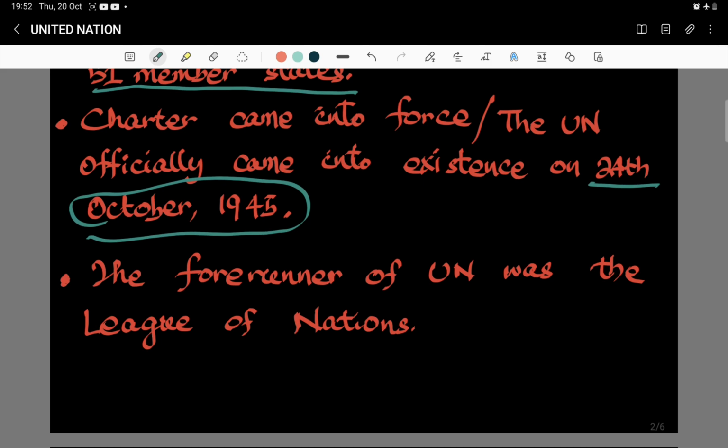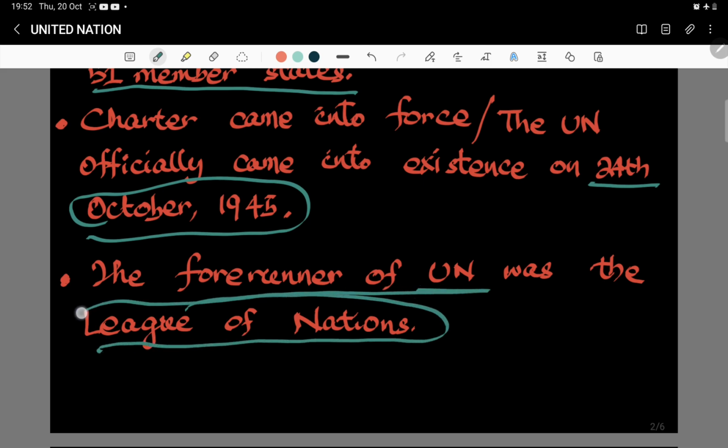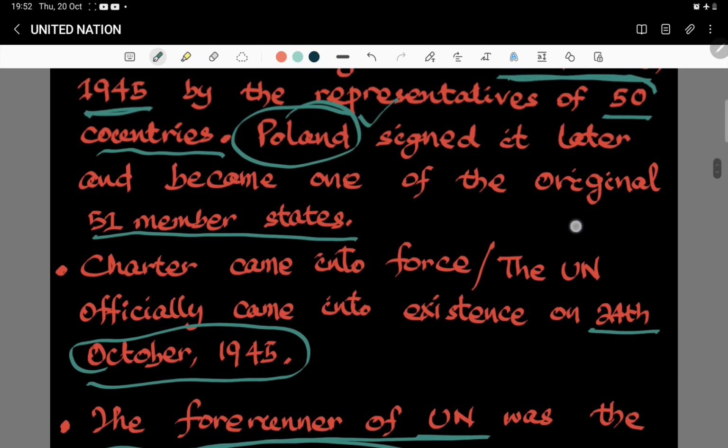Before 1945, the organization which had the responsibility to maintain peace and security was the League of Nations, and it is the forerunner of the United Nations. What is that? The League of Nations. Okay.